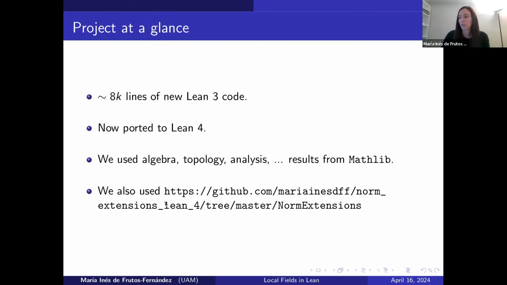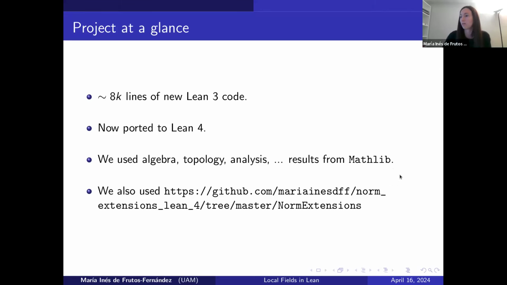Something that is very important is that for this project, we needed to use results from several areas of mathematics. We needed results from algebra, topology, analysis. And for us, it was very useful to have a unified library like Mathlib, where all of these results are available, and it is guaranteed that it's going to be relatively easy to interact with different parts of the library.